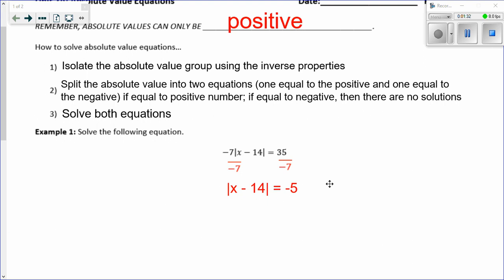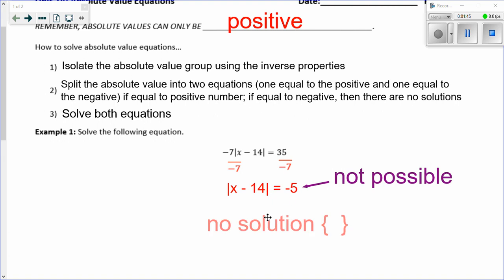This is a problem though, because the absolute value can't equal a negative. An absolute value will always be positive. So this is not possible, which means when we get something like that where an absolute value equals a negative, it means that we have no solution. There is no variable we can put in for x that will make this a true statement. So we just stop there and write no solution. If we want it in Step Builder, we do the empty brace, and that's it.